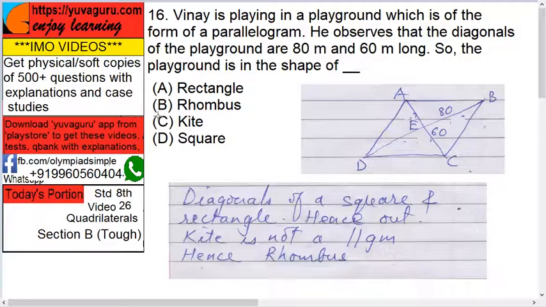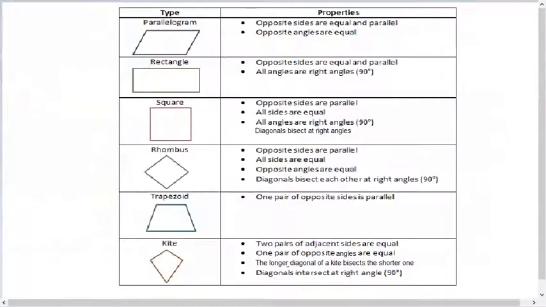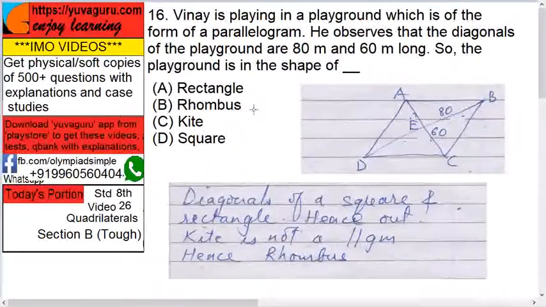It is out of question because a kite can never be a parallelogram. See, this is a kite. Kite means adjacent sides equal, opposite sides are never equal. So it is out of question. Other options are rectangle, rhombus and square.